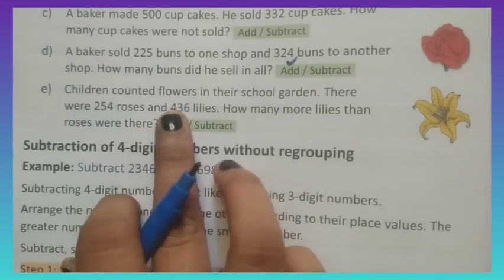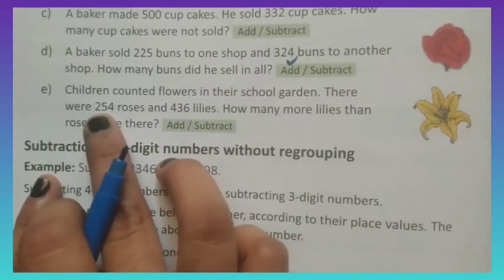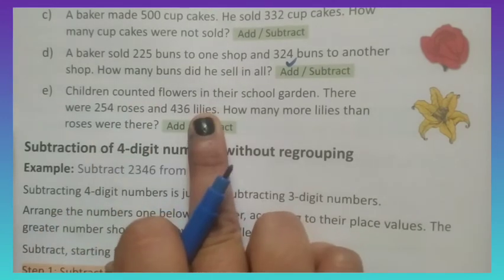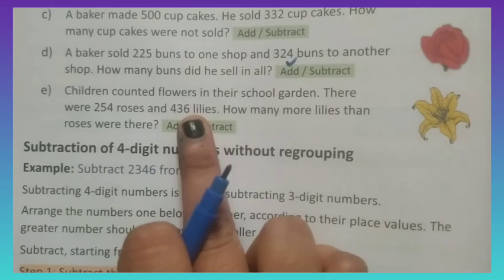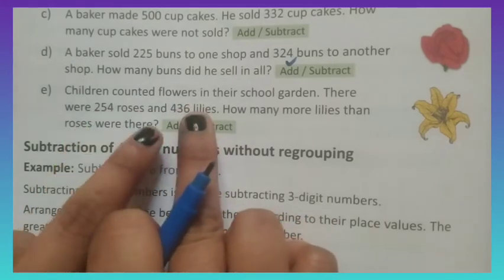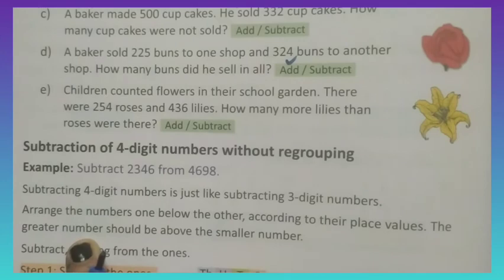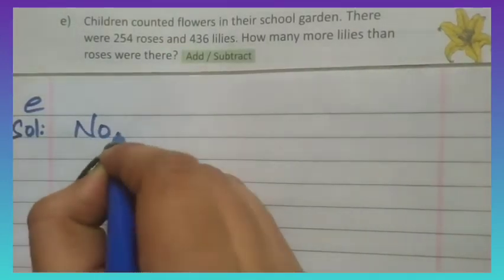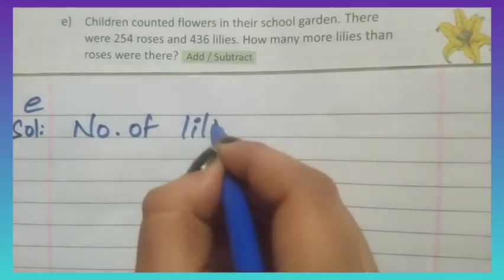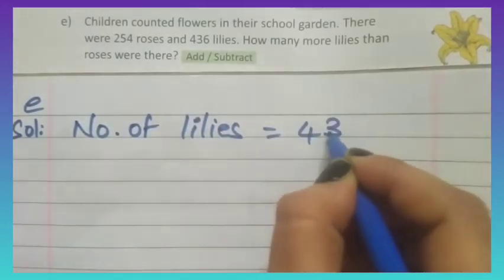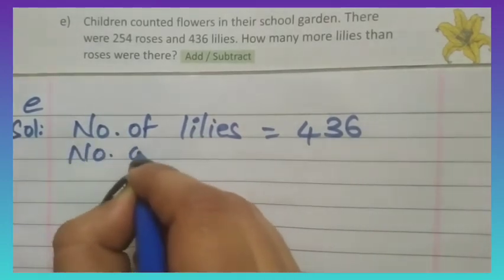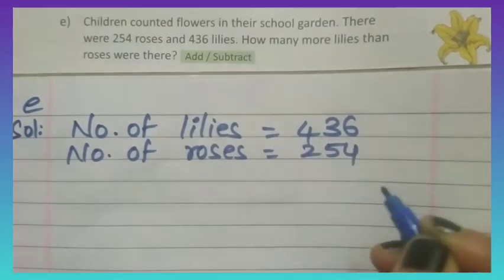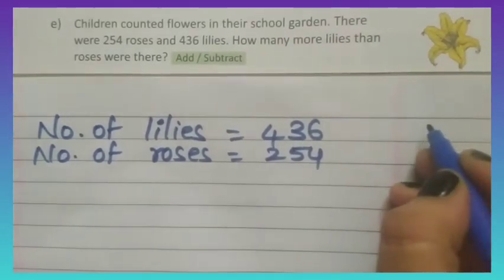Here in the school garden there are 436 lilies and 254 roses. Which are more? Yes, lilies are more. How many more? How many extra are there? They are asking. So subtraction, lilies minus roses. Okay. Look, E solution. Number of lilies, 436. Number of roses, 254. How many more? Means what we have to do?